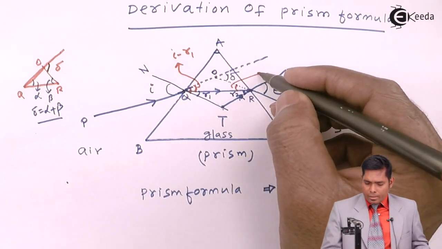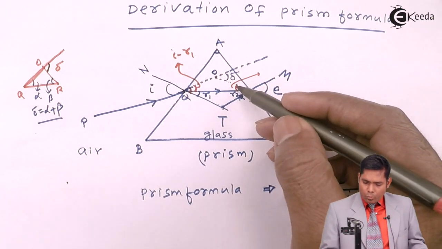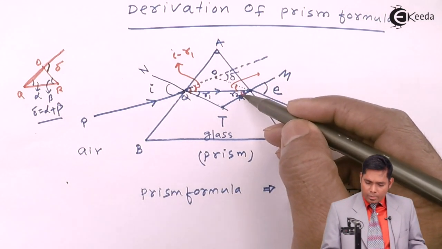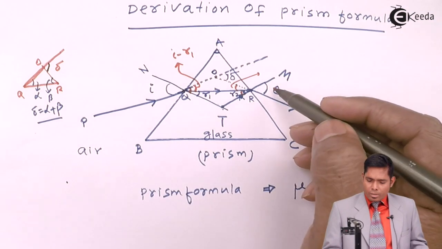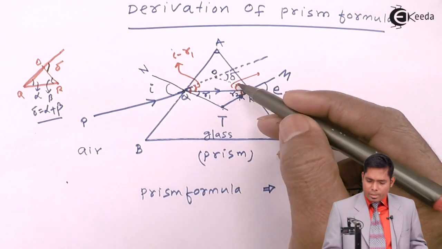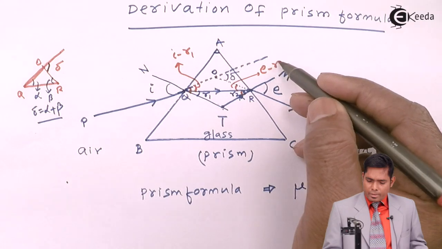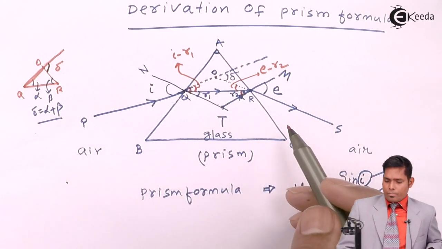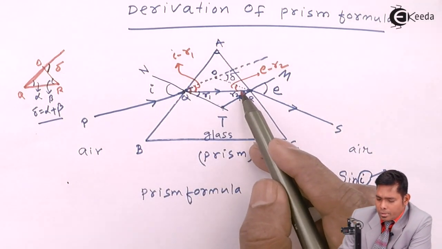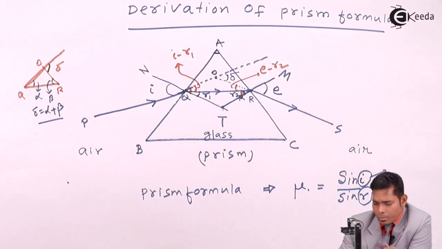Similarly, what will be this angle? This angle will be the full angle minus this r2 angle. This full angle is e, because this is e. So therefore this will be e minus r2. The same process: the full angle is e, I subtract r2, so this will be e minus r2.